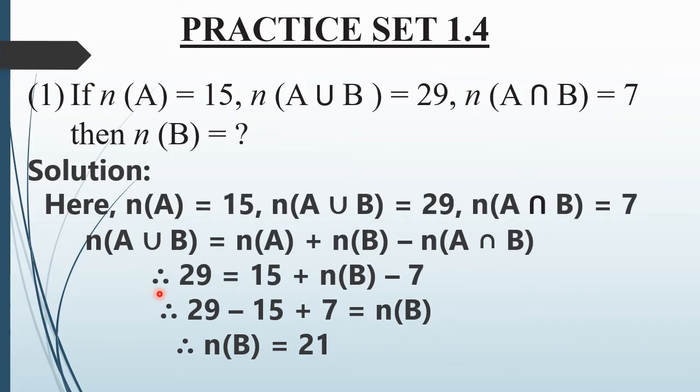So here we will get 29 is equal to 15 plus number of element in set B minus 7. When we do this calculation, we will get 29 minus 15 plus 7 is equal to number of element in set B, that is equal to 21.